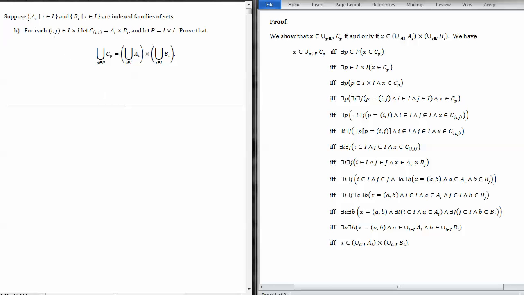All right, suppose A sub i, with i in I, and B sub i, with i in I, are indexed families of sets. For each ordered pair (i, j) in I times I, let C sub (i, j) equal the Cartesian product A_i times B_j, where P is I times I. And then we want to prove that the union over this index set capital P of C sub p is the Cartesian product of these two unions over the index set I.